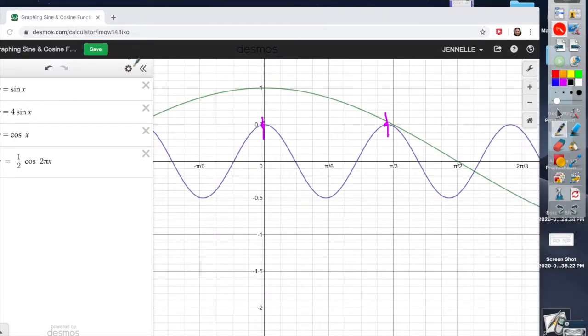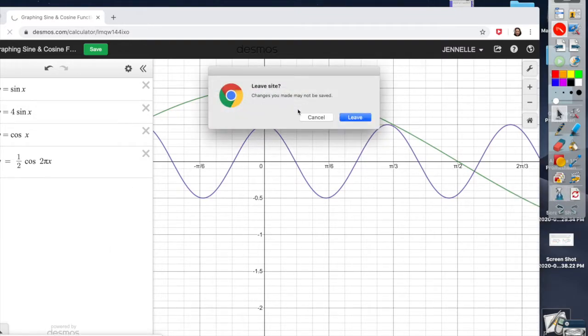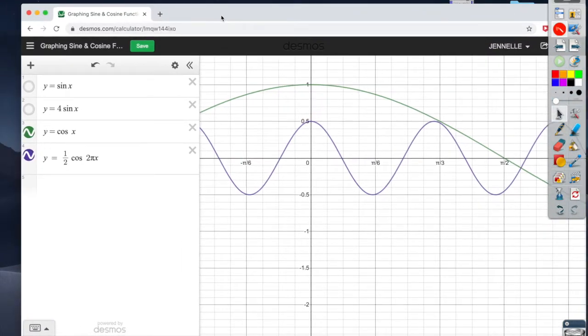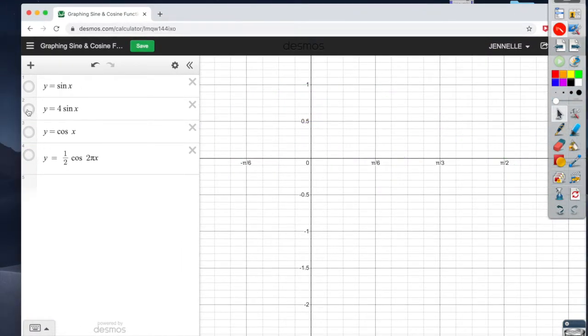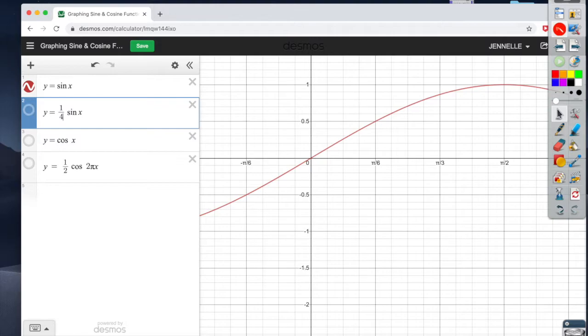Flip it over here. Let me clear out my stuff here. Clear. Oops. Move it over. Okay, so we're working with sine. So I'm going to put up my original parent function here. And then I'm going to change this one to be 1/4 sine of x. And then I will show it. Aha. So let's look at it and analyze it again.